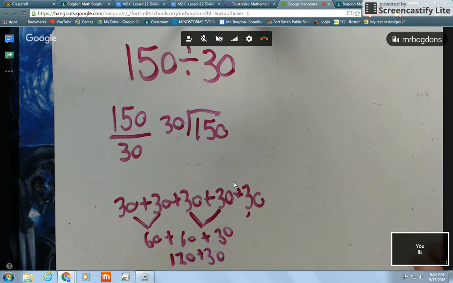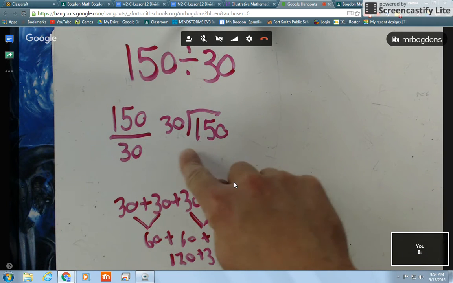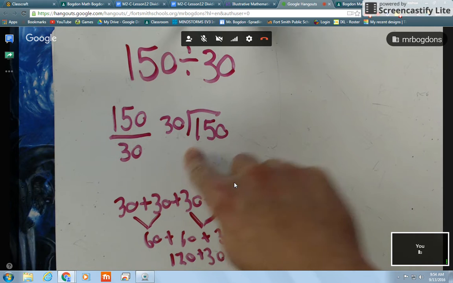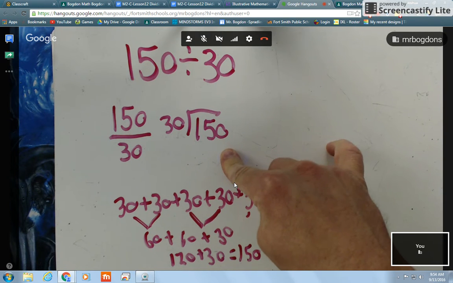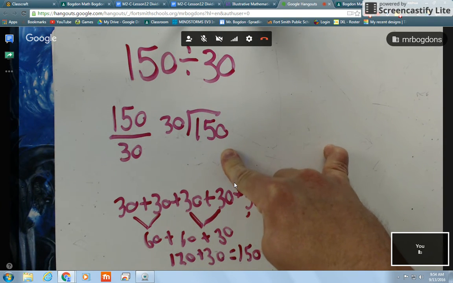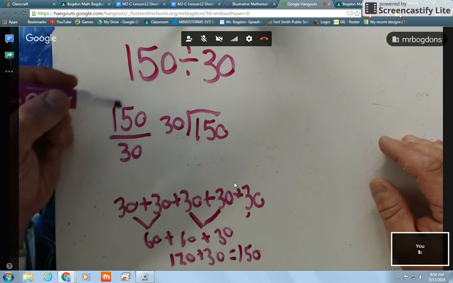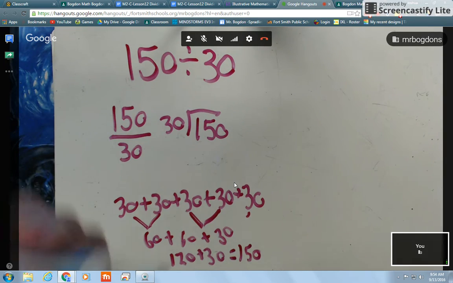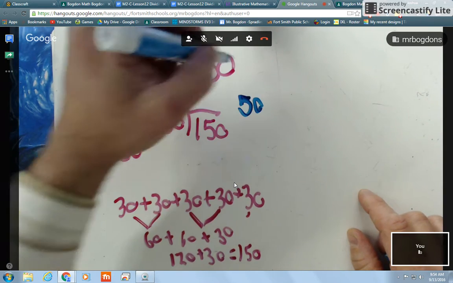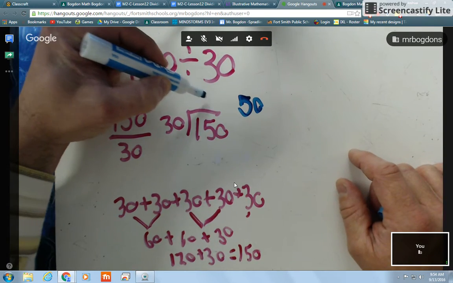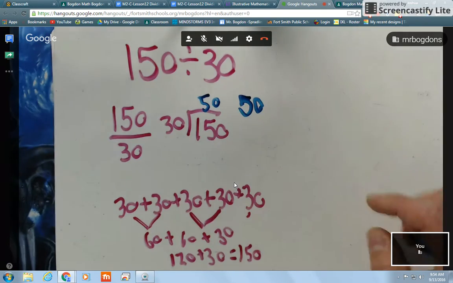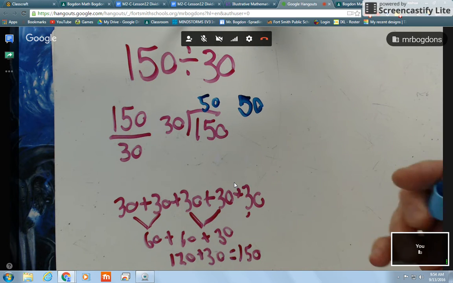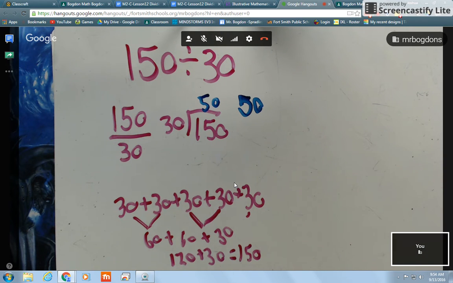ZZ, what's another way you can think about this? You try to figure out how many times 30 would divide into 150, and what do you get? 50? Okay. Well, you're not the only person to say 50. So some people said 50. What's a quick way I could check to see if 50 was the appropriate answer? How do you check division problems?